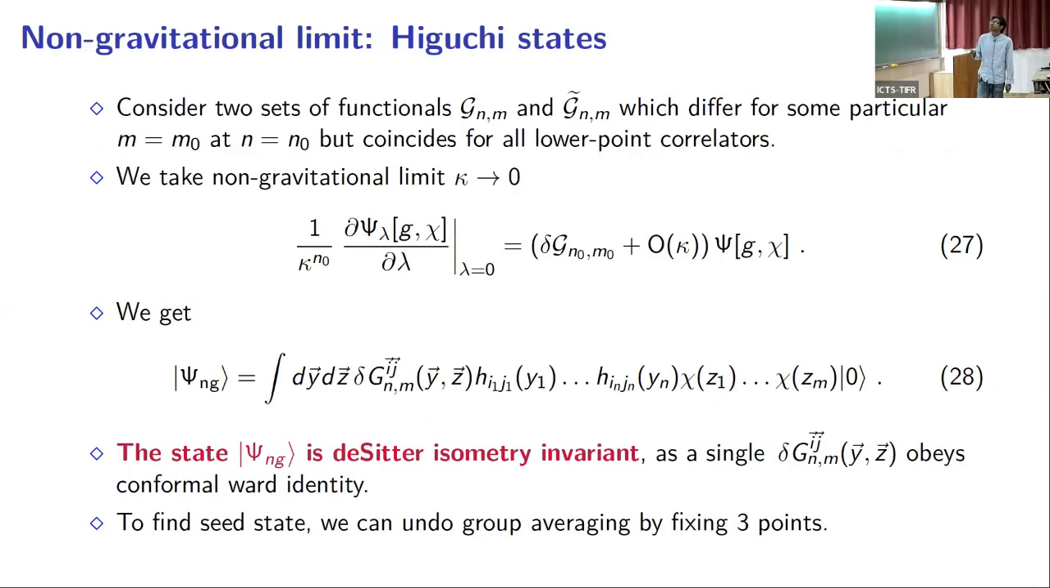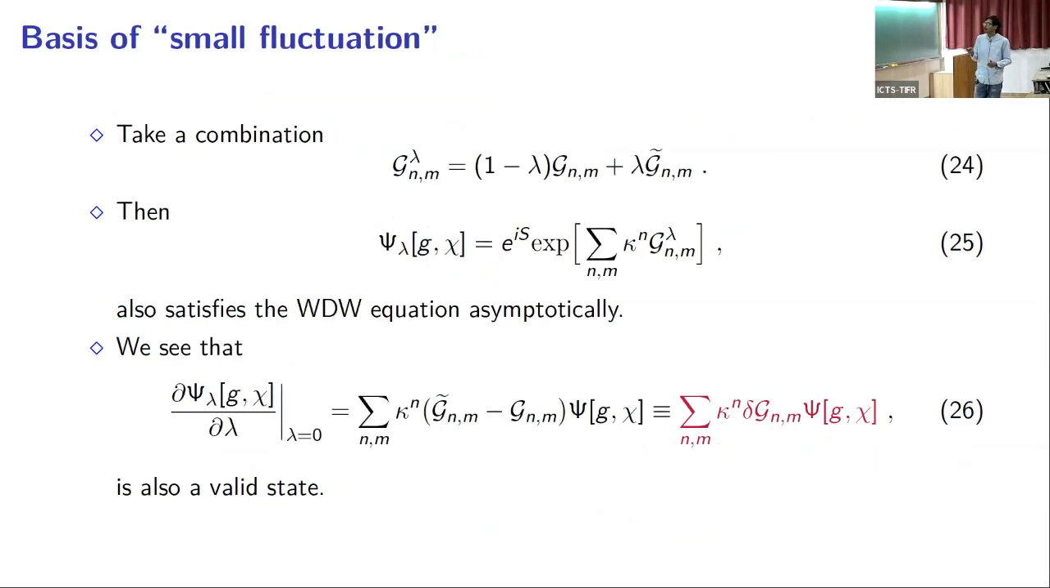Now, just a last comment. Do we get the state that Higuchi proposed from our calculations? We say yes. To do that, we use this curly G_nm and this G tilde_nm, which differ for some particular m equal to m0 and n equal to n0, but coincide for all lower point functions. For all the lower point functions, this difference is just 0.